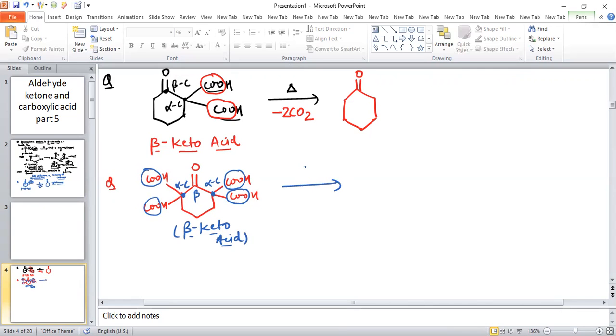So when you heat simply, how many moles of CO2 gas will be released? 4 moles of CO2 gas will be released and the final product will be like this.